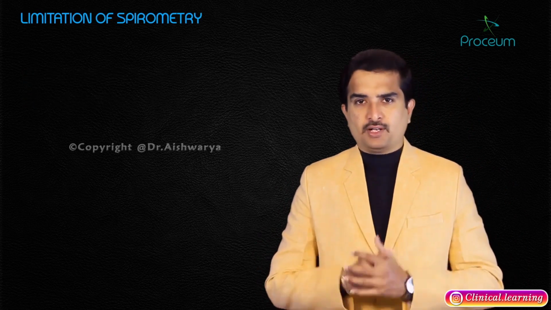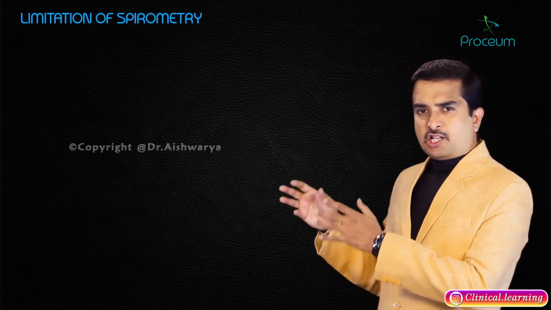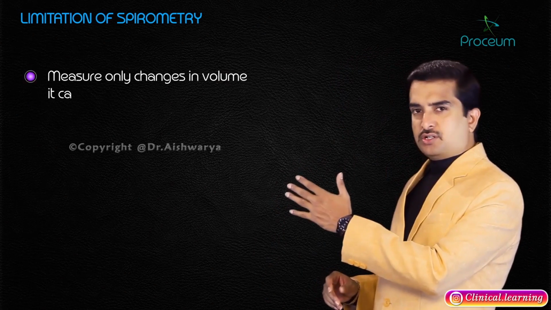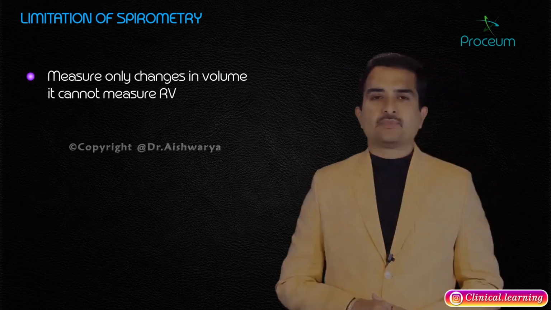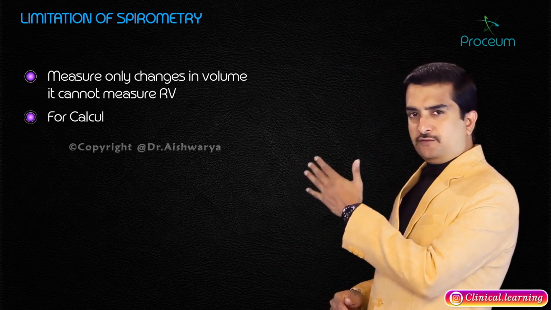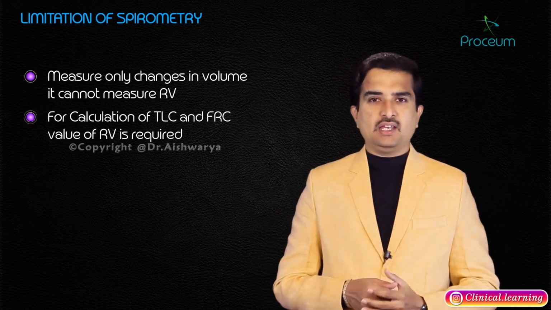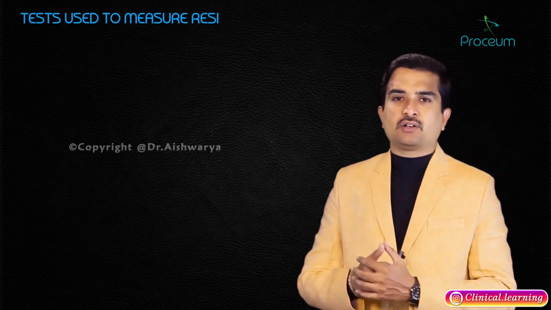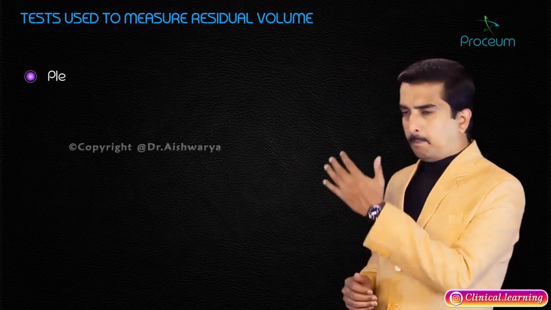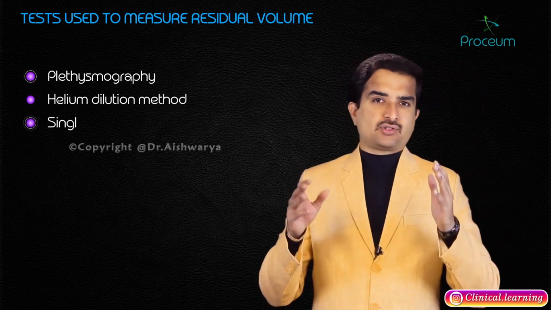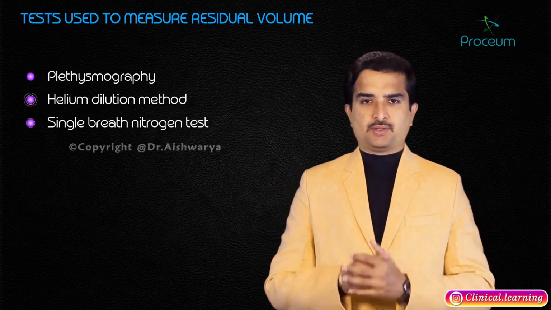So what is the limitation of spirometry? A spirometer can measure only changes in volume. It cannot measure the residual volume. For the calculation of the total lung capacity and FRC, the value of RV is required. So what are the tests used to measure residual volume? Plethysmography, the helium dilution method, and the single breath nitrogen test.